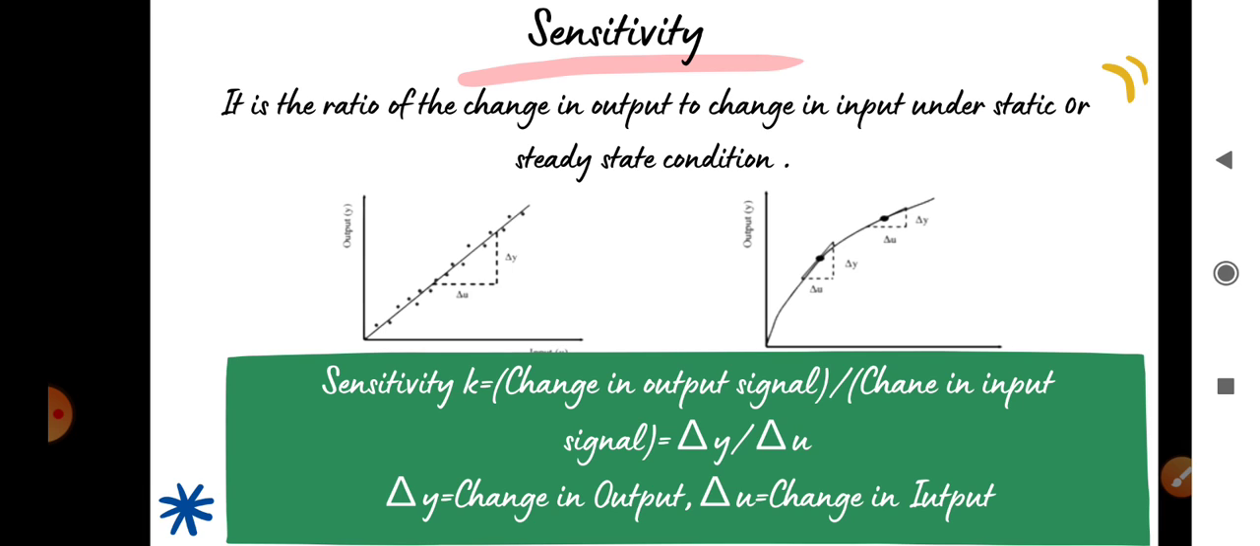In the second one, sensitivity will vary according to the value of output, because of the change in output and change in input, this graph is non-linear. That's why the sensitivity changes according to the output value. I have added the formula for finding the sensitivity.